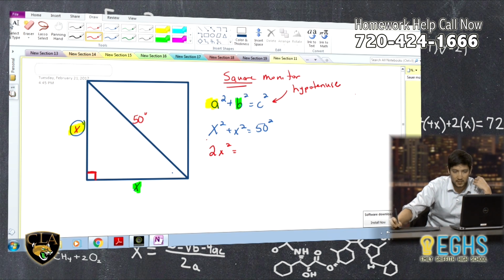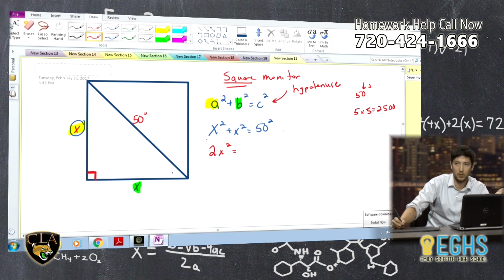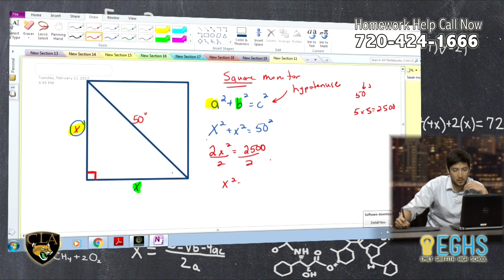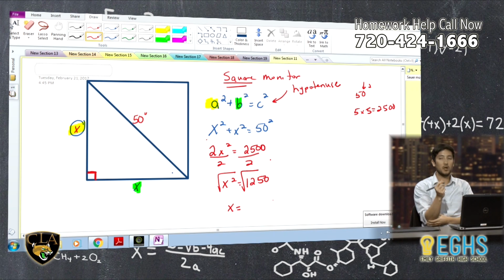If you aren't familiar with this trick, instead of using your calculator, I just do 5 times 5 and get 25, and then I've got a 0 here. Because I'm squaring it, I throw 2 zeros on the end. If I were cubing it, I would throw 3 zeros on the end. So we get 2x squared equals 2,500. Then we divide by 2: x squared equals 1,250. Now I probably need a calculator as I take the square root of both sides, so x equals the square root of 1,250.